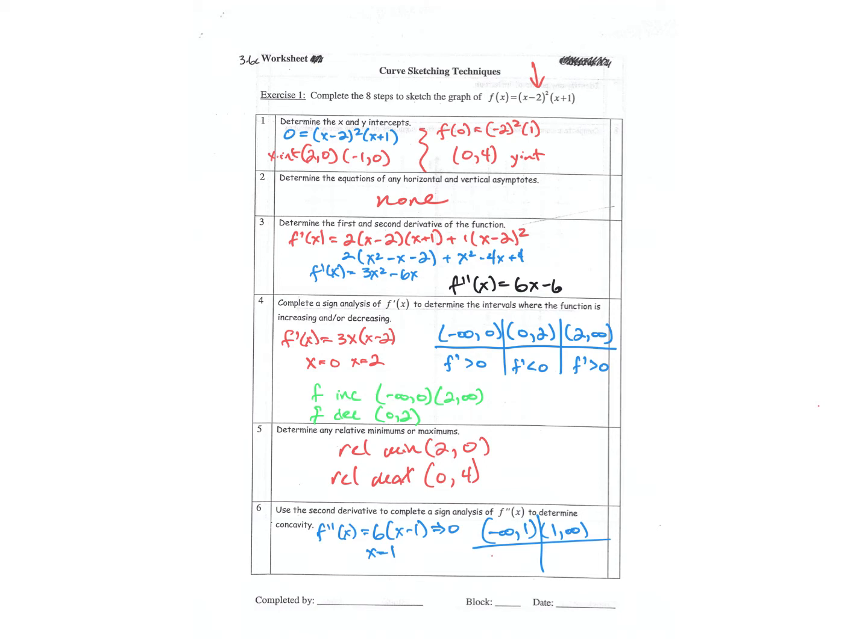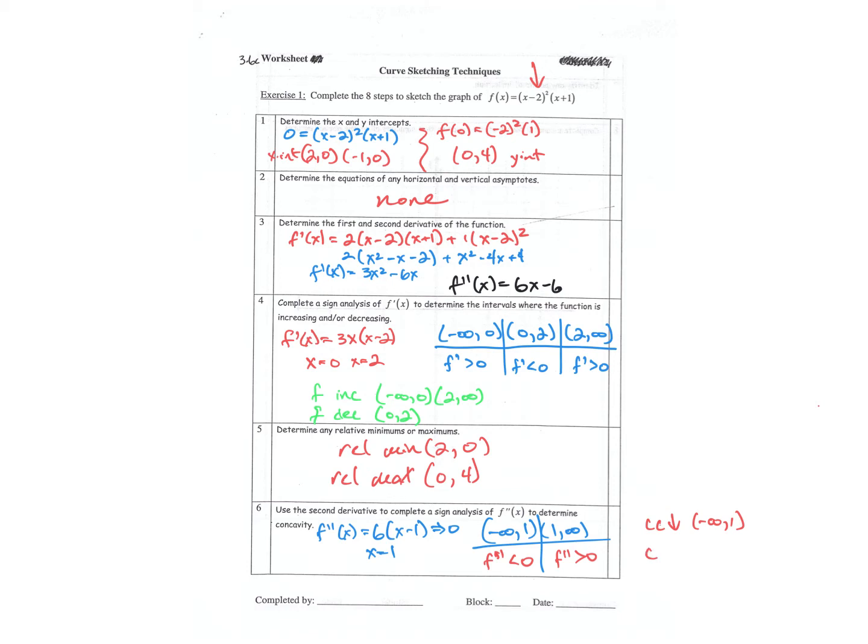What do I get? F double prime is what? F double prime is negative. And then if I substitute in something between 1 and infinity, what do I get? I get f double prime is greater than 0. Which means what? What's my concave down? Negative infinity to 1. What would be my justification? Because f double prime is less than 0.